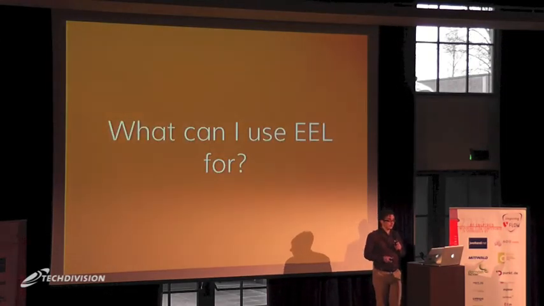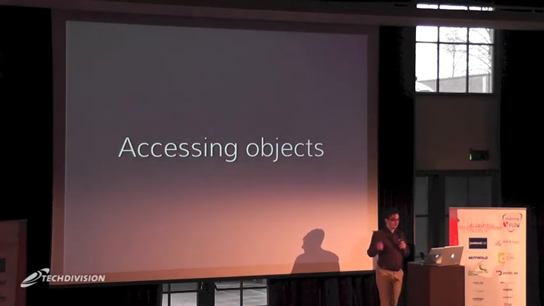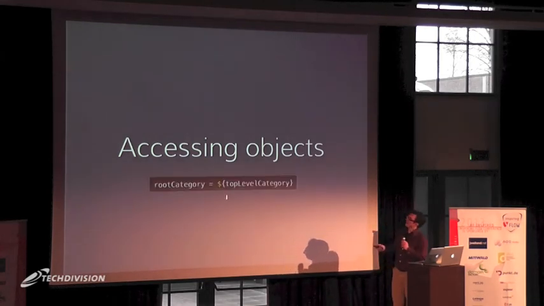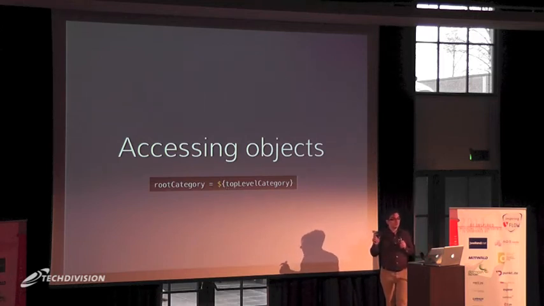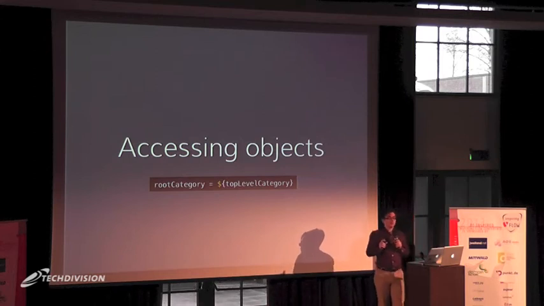So what do I use EEL for? You access objects, that's the very basic stuff. This is TypoScript with EEL inside, and it's just telling TypoScript basically, here comes an EEL expression. And what I do is I access some top level category. What you need to know to understand that is that TypoScript has a context that it's working with. In Neos, this context is the current node you're rendering, so your page. From that page on, you can traverse to other parts in your website.